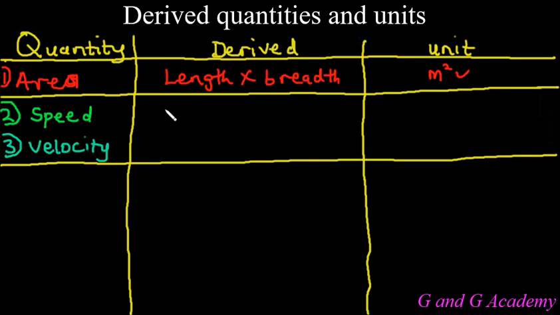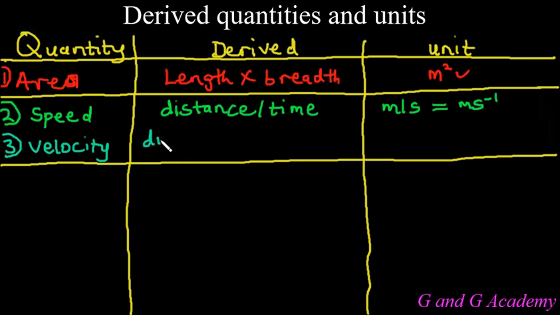So the formula for finding speed actually is what? Distance over time. Are you getting what we are trying to establish? Okay, and the unit is what? Meter per second. Distance is meter, while time is seconds. Or you can write it as what? Meter seconds raised to power minus 1, using the index form.